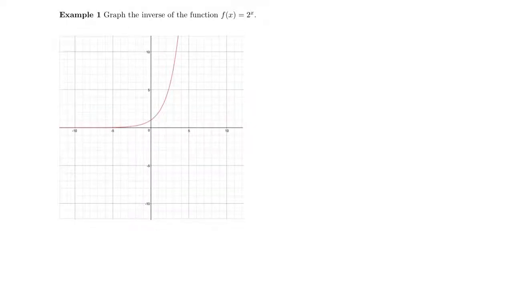In example 1, I'm going to sketch a graph of the inverse of the exponential function 2 to the x. First, just by examining the graph, I see that this thing passes the horizontal line test. Any horizontal line only crosses the graph at most one time, and that means this equation must have an inverse. So what I'll do is list a couple of things about this function.